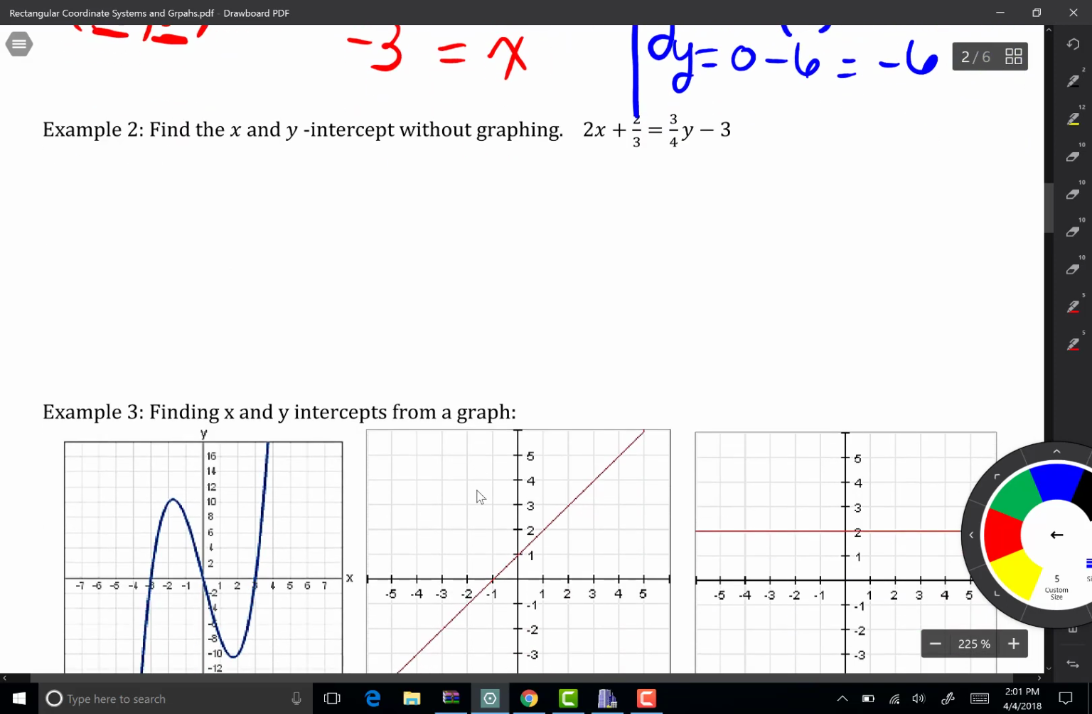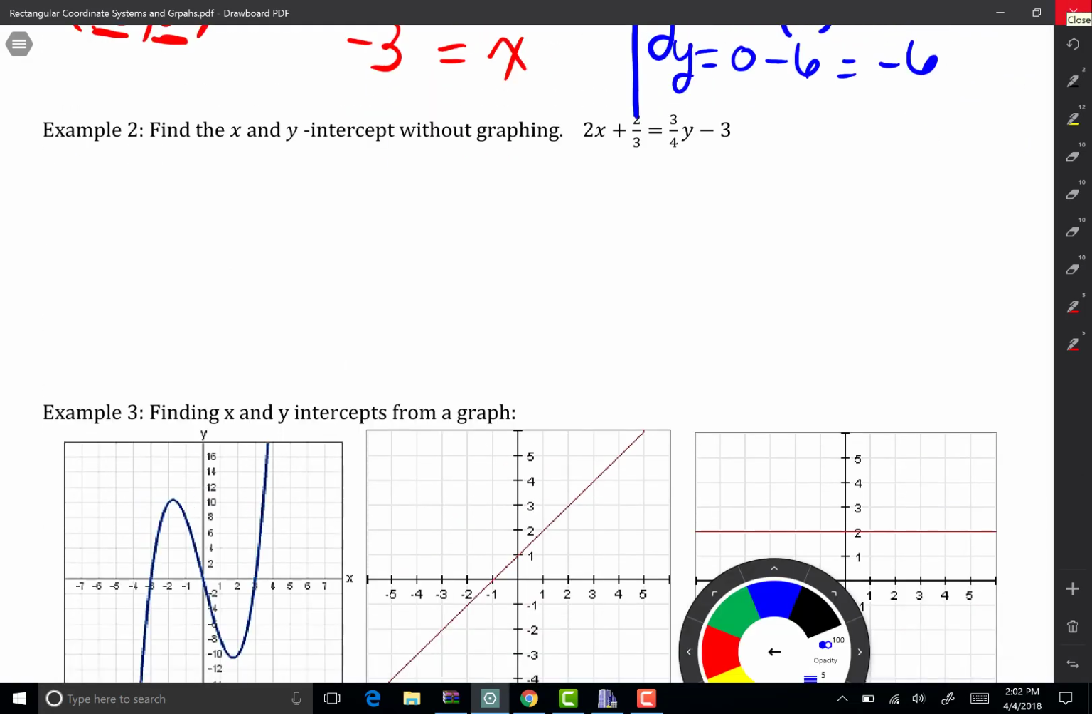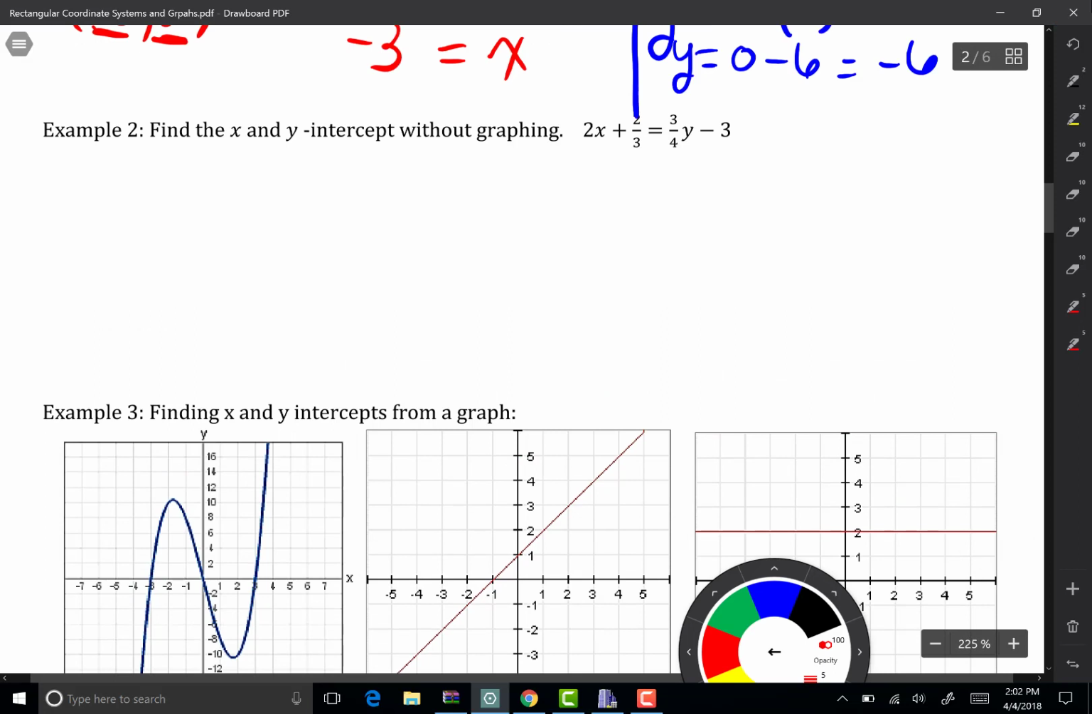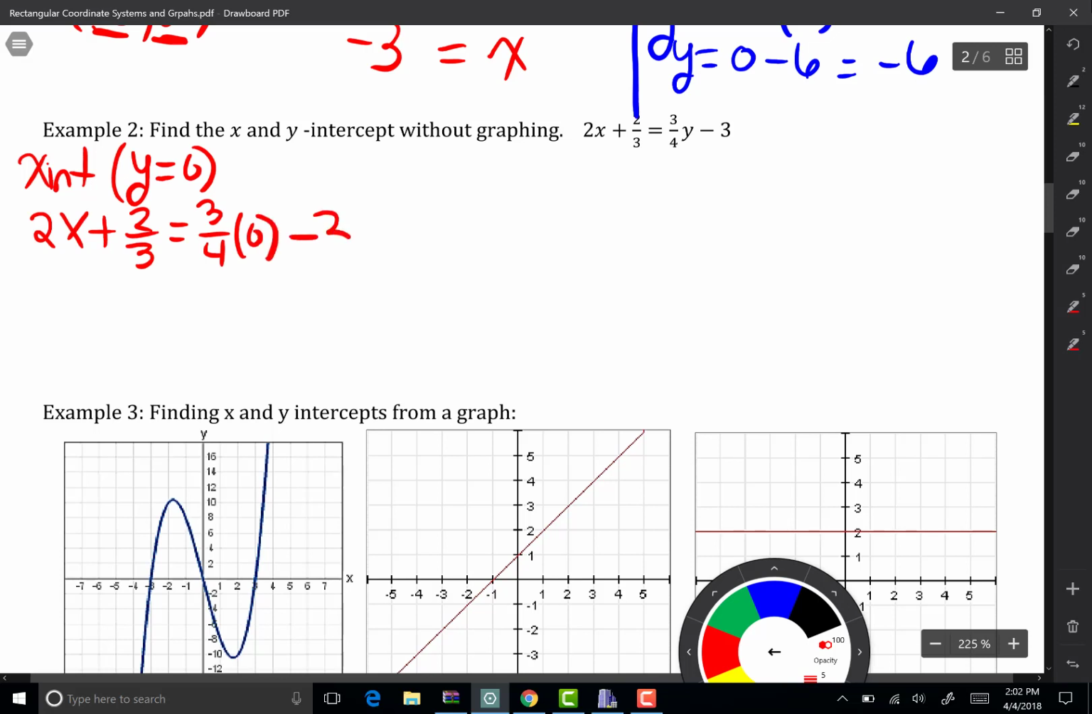Okay, second example. Let's find the x-intercept first. That's the value of x when y is 0. So I'm going to plug in 0 for y. So I have 2x plus 2/3 is equal to 3/4 times 0 minus 3. This disappears because it's times 0. So I have 2x plus 2/3 is equal to -3.